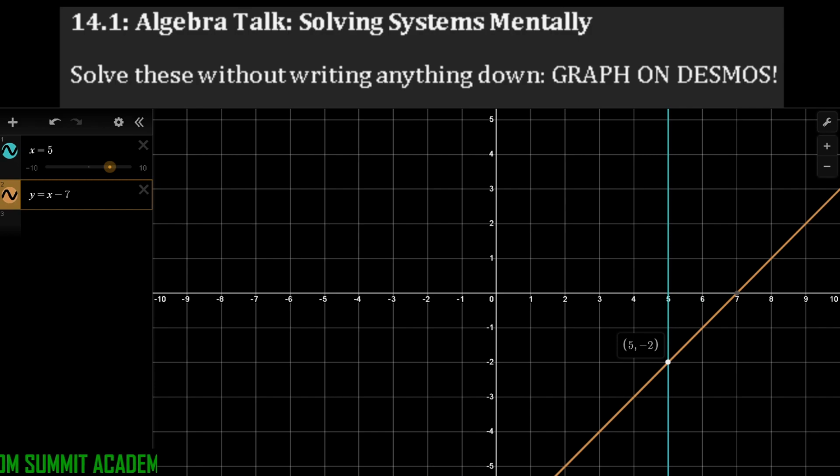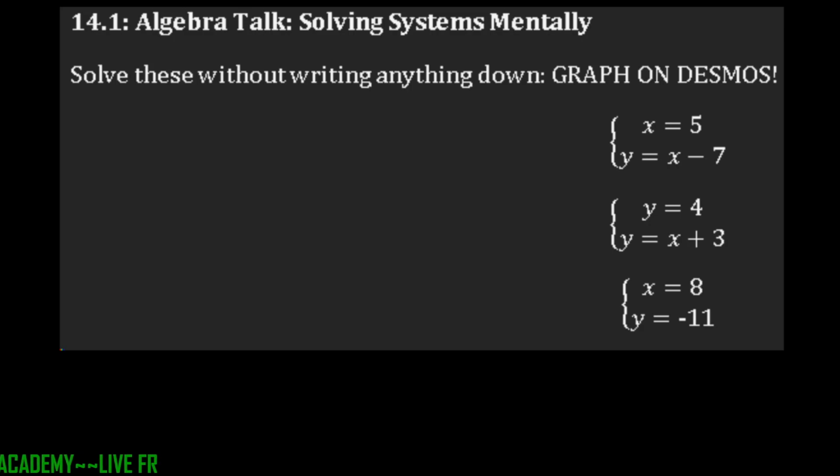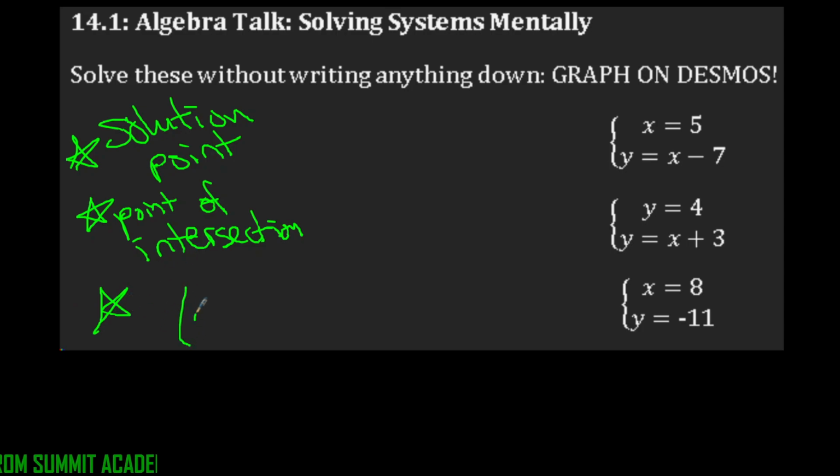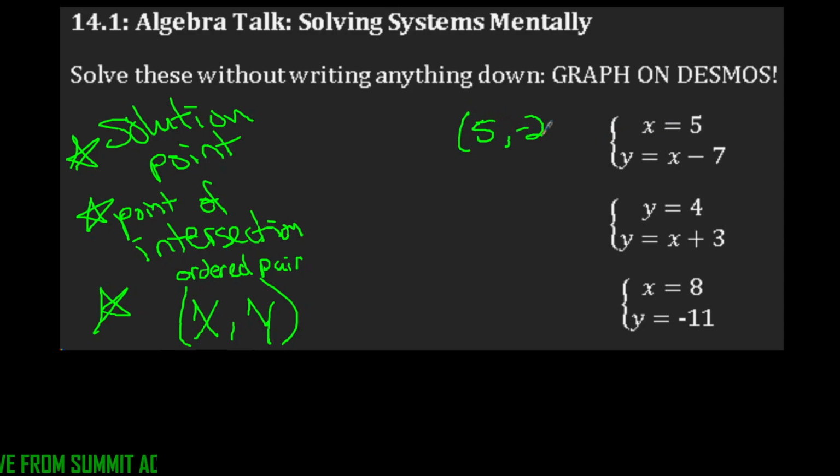So for this one, we're going to say the solution point. Make sure you're saying solution point is the same as the point of intersection, which means you're looking for an x value and a y value. So it should always look like this, where you're writing an ordered pair. For this first one, we say 5, negative 2, because that's where those two graphs meet, or where those two functions meet.